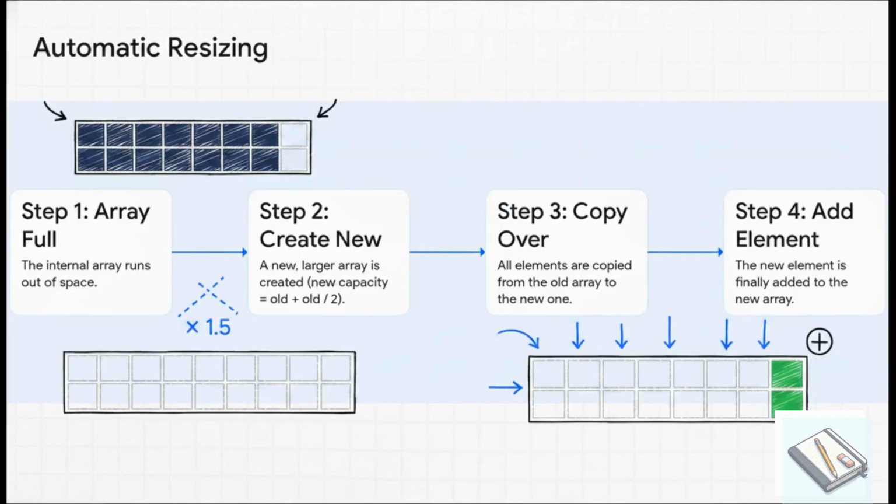So what happens when you try to add one more item and that hidden array is already full? Well, it kicks off this little four-step dance. First, it creates a brand new, bigger array, usually 1.5 times the size of the old one. Then, it painstakingly copies every single element from the old array over to the new one. And finally, it adds your new element. It's simple, but it's incredibly effective.